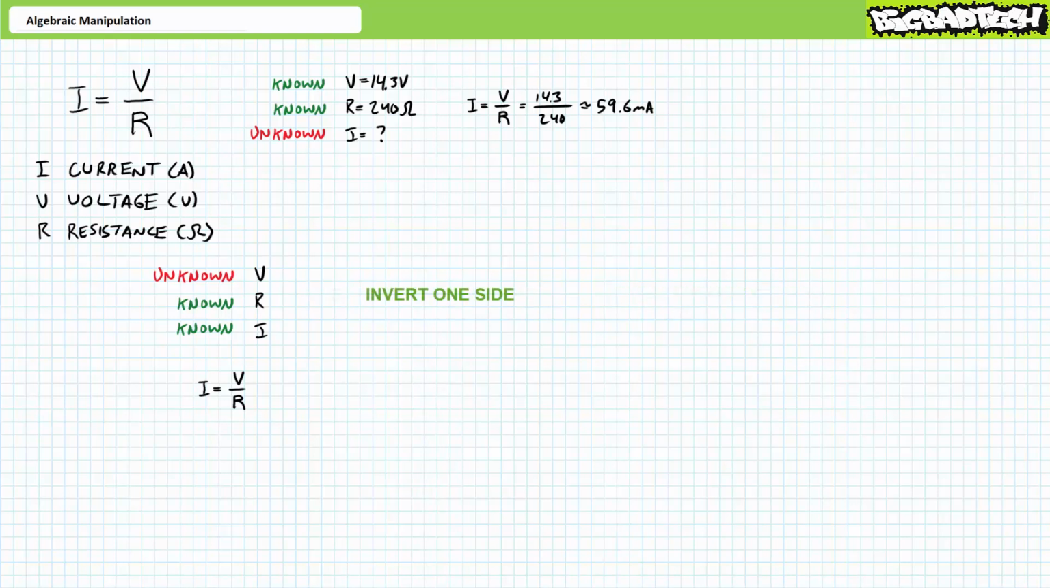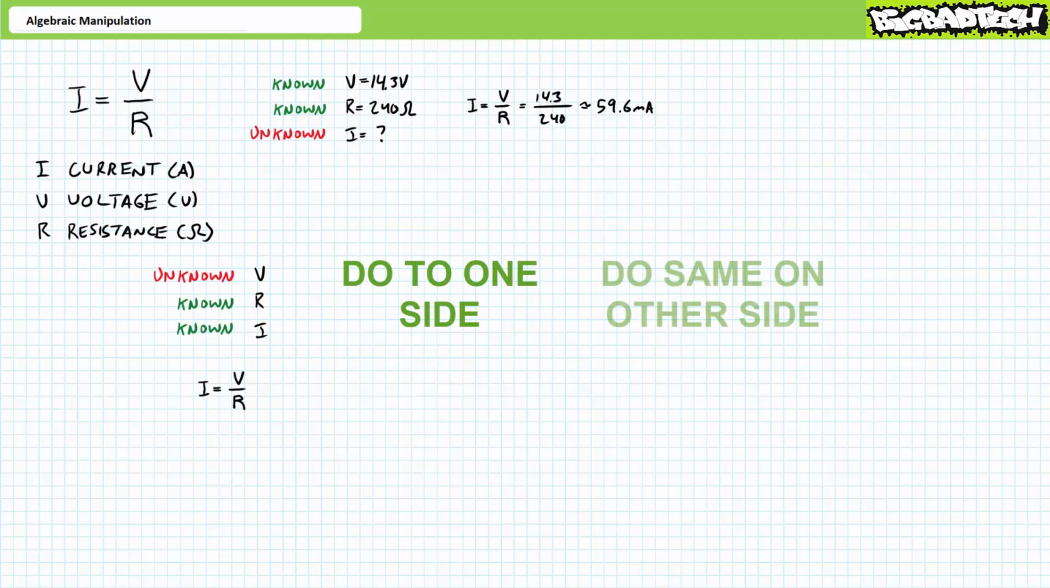One can invert one side of the equation. However, you must also invert the other side of the equation. Have you figured out the pattern yet? For those of you who haven't, here it is. To maintain equality, one must do to one side what is done to the other.